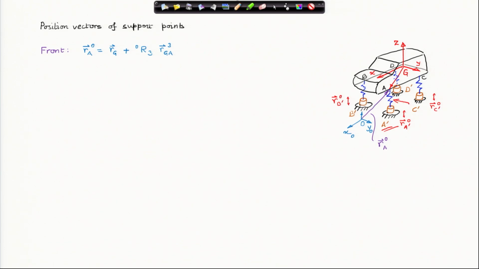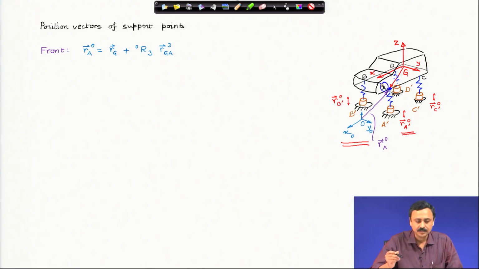You will notice that we have a ground excitation, which is given by R A prime expressed in frame O, and frame O is this. Therefore, we have the ground excitation expressed in the inertial frame, which is fixed to the ground, and we are going to write down first the position of this point, A.